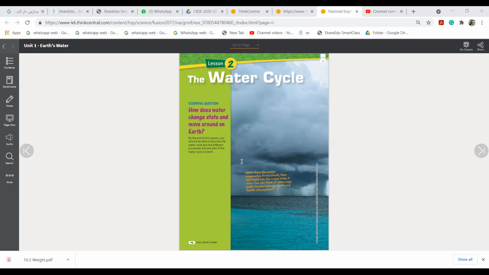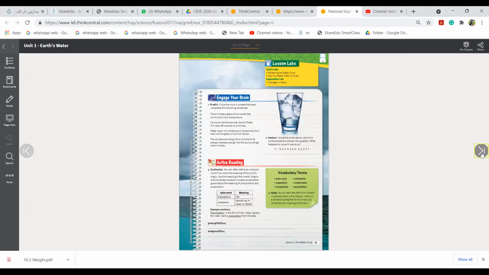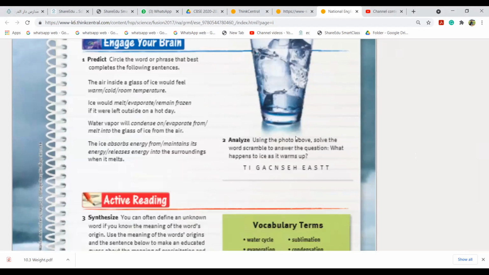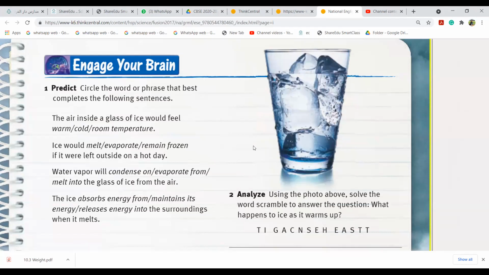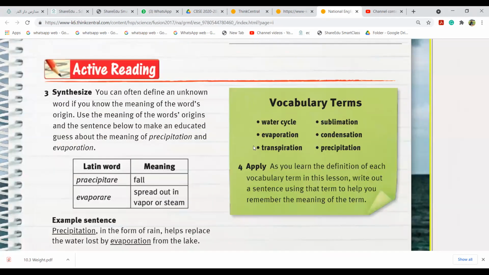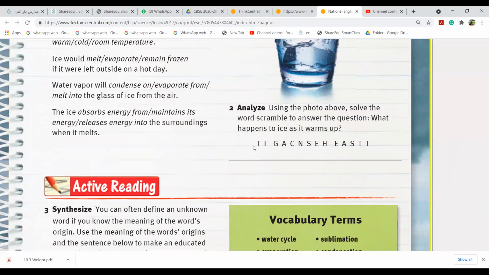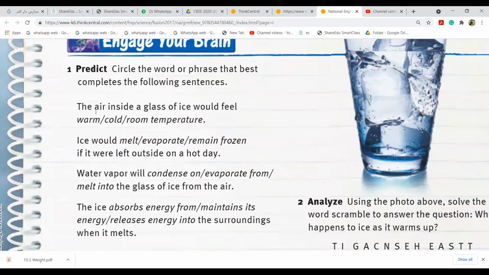So we have to describe the water cycle and the different processes that are part of the water cycle on Earth. I think I should not take more than 1 or 2 days for this lesson again, because you have a very clear idea about it. Now, let us begin. Page number 15, girls. Before we start the vocabulary terms, Judy, can you read the first one? Water cycle and sublimation. The air inside a glass of ice would feel warm, cold, or room temperature.